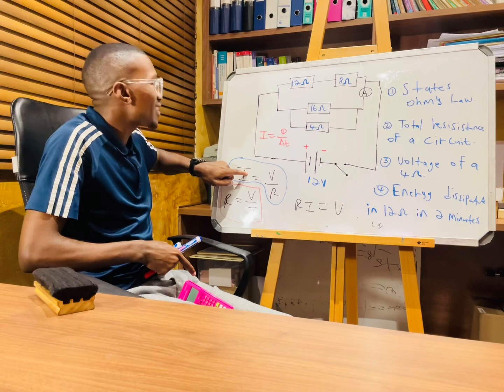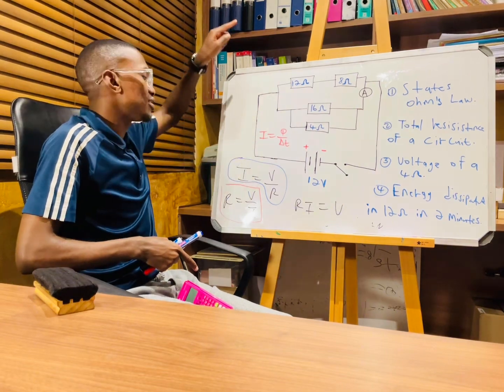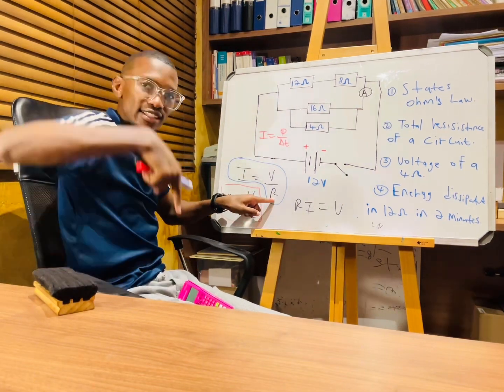So meaning that as the current increases, the voltage increases. And what happens to the resistance? It decreases.